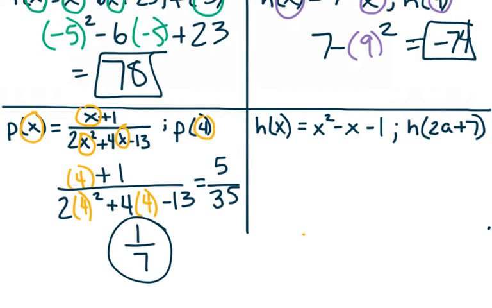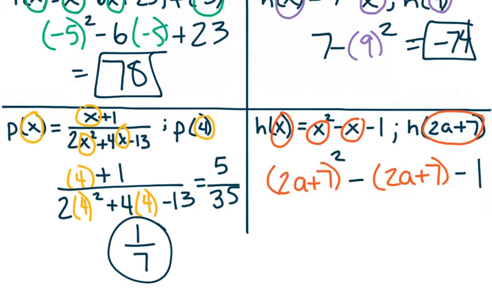Alright, last one. We're going to replace x with 2a plus 7. And we're going to put that in parentheses. This answer is not going to be a number because we did not replace x with a number. We replaced it with an expression, so my answer needs to be an expression. This one gets a little tricky because if you don't remember simple stuff from Math 1 and Math 2, then it's going to really be bad.